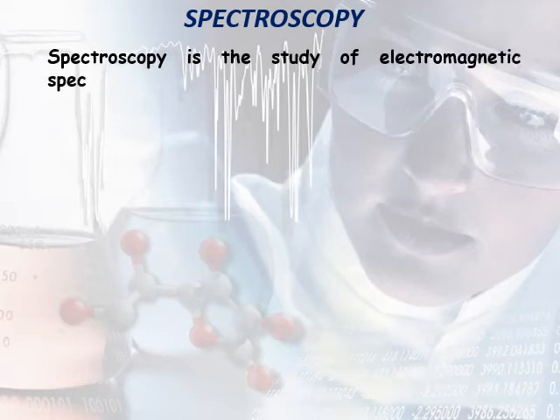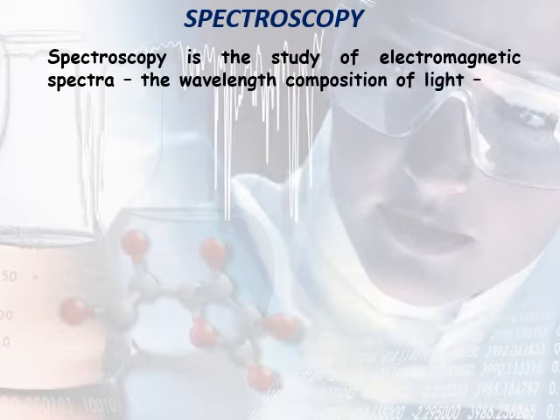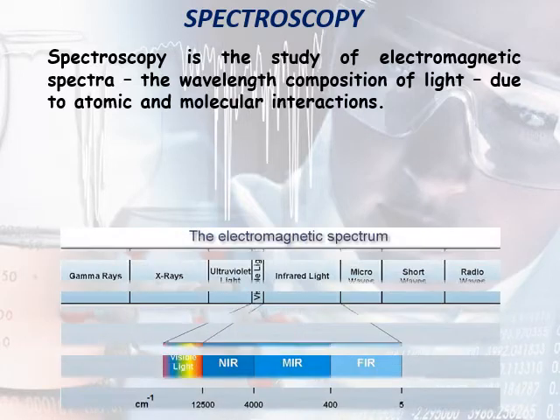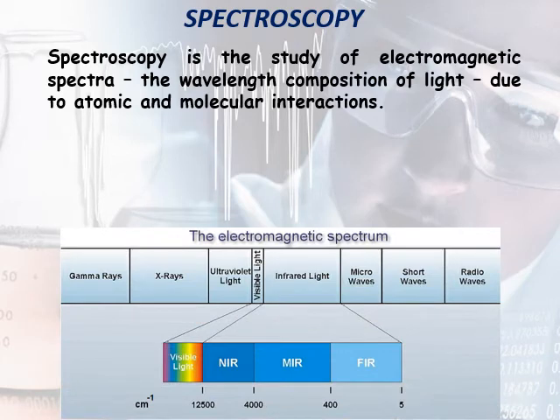Spectroscopy is the study of electromagnetic spectra, the wavelength composition of light, due to atomic and molecular interactions. Here you see the electromagnetic spectrum from gamma rays to radio waves. This describes the different regions of the electromagnetic spectrum. The wavelength compositions of these regions correspond to various physical processes, and depending upon that they can be utilized in various applications. Some of them are presented here pictorially.